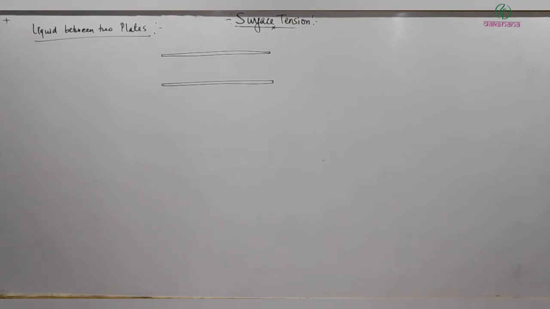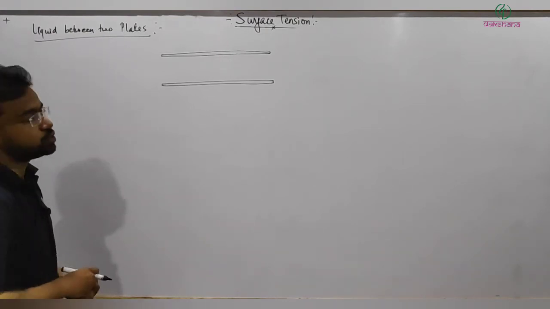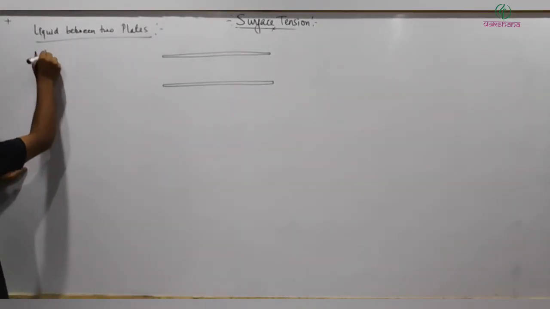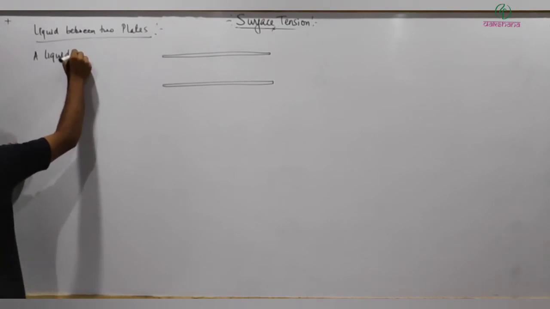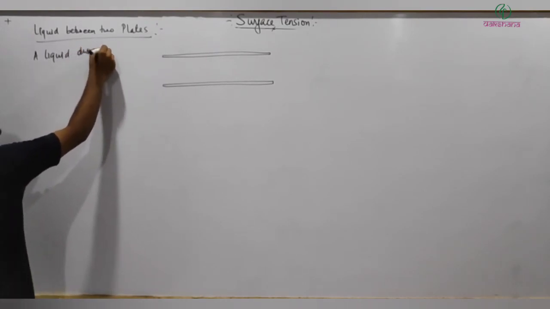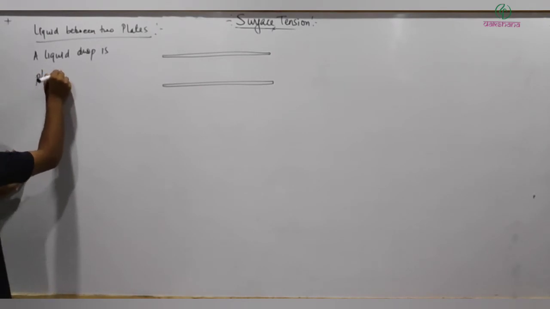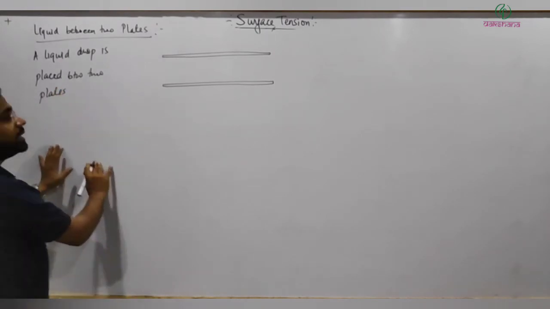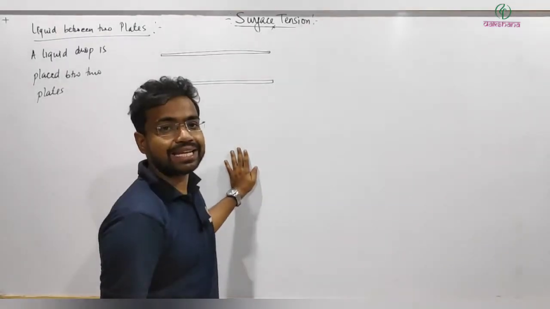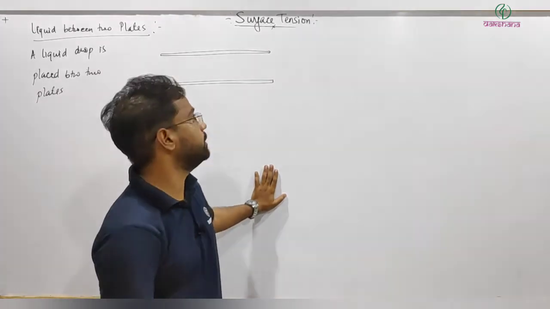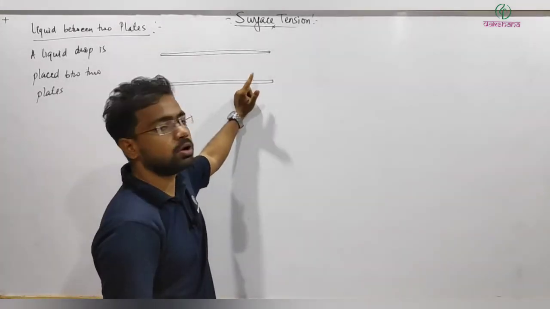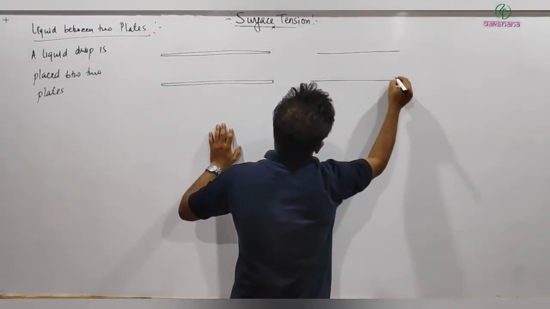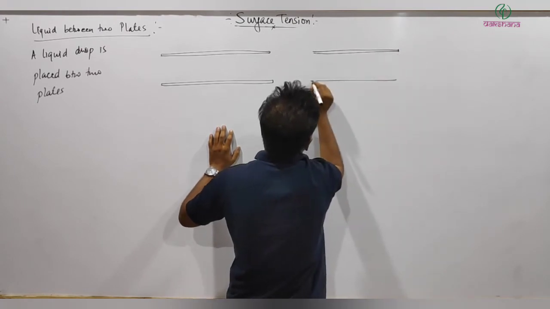Okay, so the next case is to consider a liquid between two plates. So here we have two plates, and let's say a liquid drop or water drop is placed between two plates. Then what will happen? It will spread between the two plates, and depending on the property of the liquid, the angle of contact, surface tension, and all that, the liquid may spread in two ways basically.